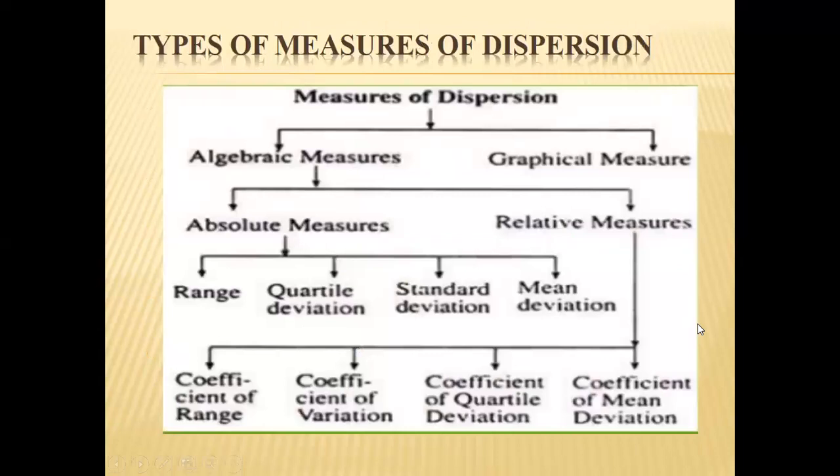Then the types of measures of dispersion: algebraic measures and graphical measures. Algebraic measures have two categories. One is absolute measures, the next is relative measures. Absolute measures can be divided into four components: range, quartile deviation, standard deviation, and mean deviation. Then relative measures are coefficient of range, coefficient of variation, coefficient of quartile deviation, and coefficient of mean deviation.